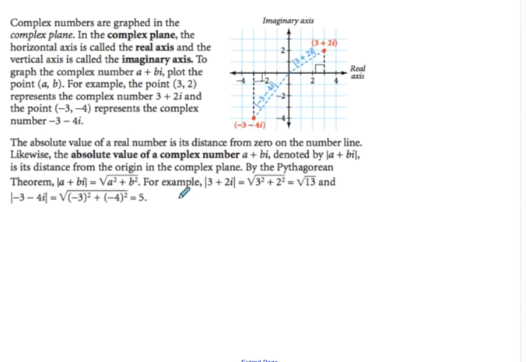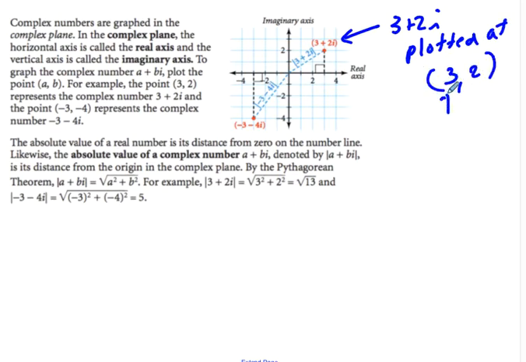So complex numbers can also be graphed. This is not a particularly useful skill. I'm just going to throw this out there right now. So if you graph a complex number in the plane, essentially the x-axis acts as your real axis, the y-axis acts as your imaginary axis. So if you were to plot a plus bi, you would plot it at the point a comma b. For example, 3, 2, right? So 3 plus 2i is plotted at 3 comma 2, because this is the real component and this is the imaginary component.